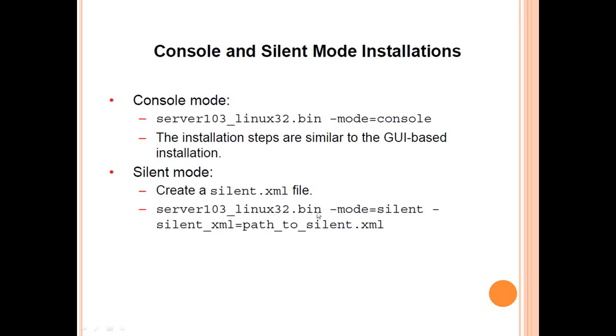So your installation software, hyphen mode equal to silent, and then hyphen silent.xml equal to the path of that silent.xml file. So what happens now? The installer, instead of asking you, will read the data from this file and complete the installation. It's very fast because it is not asking for any commands or instructions from you. It reads from the silent.xml file and completes the installation.